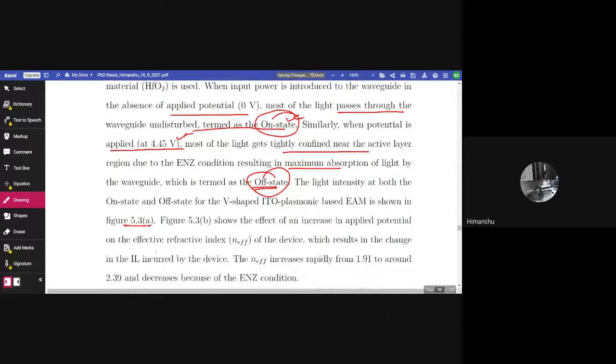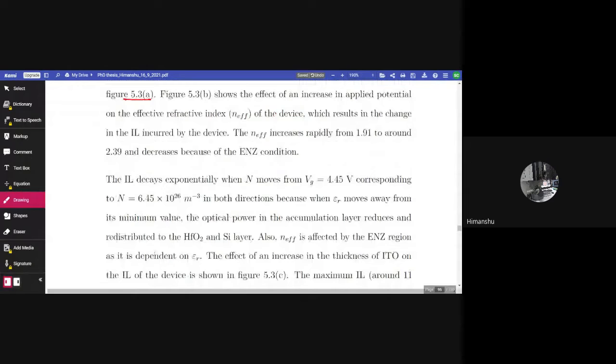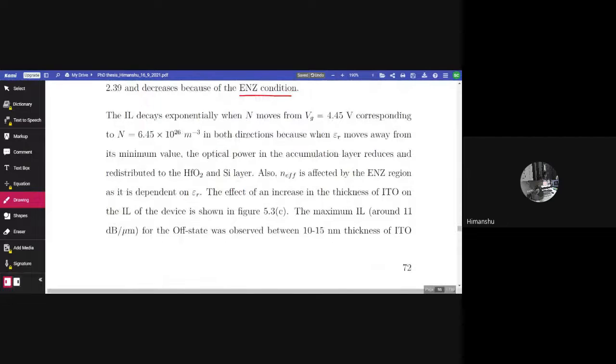Figure 5.3b shows the effect of increase in applied potential on the effective refractive index of the device, which results in a change in the IL incurred by the device. The NEFF increases rapidly from 1.91 to around 2.39 and decreases because of the ENZ condition. The IL decays exponentially when N moves away from Vg equals 4.45 volt, corresponding to N equals 6.45 × 10^26 per meter cube, in both directions.